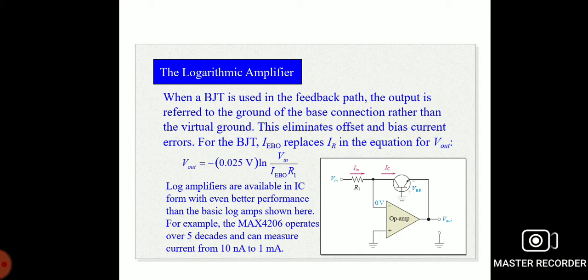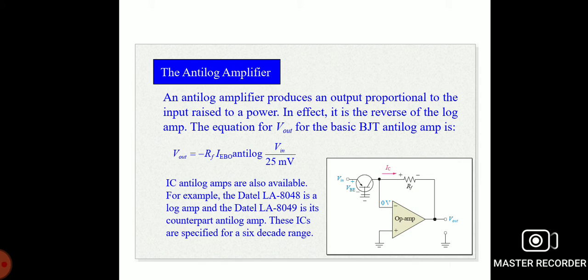Now we can move to the anti-log amplifier. An anti-log amplifier produces an output proportional to the input raised to a power. In effect, it is the reverse of the log amplifier. The equation for V out for the basic BJT anti-log amplifier is V out equal to minus R F times I EBO times anti-log of the input voltage divided by 25 millivolt.